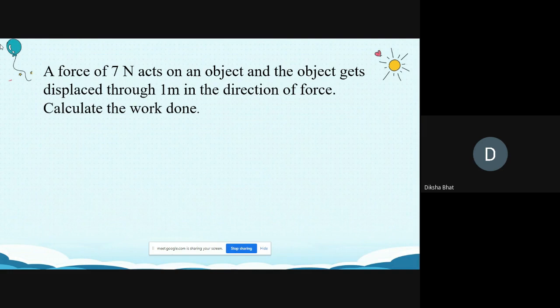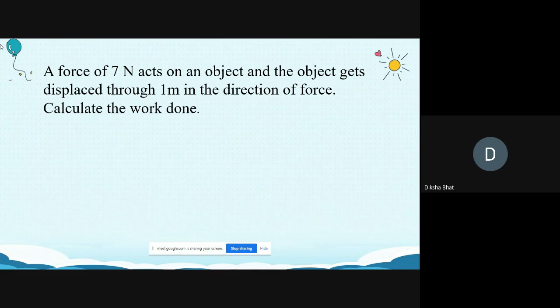What is given in the question? A force acts on an object that is 7 Newton. And the object gets displaced through 1 meter. Yes, correct. So we are given the value of force and displacement, and we are told to find the work done.